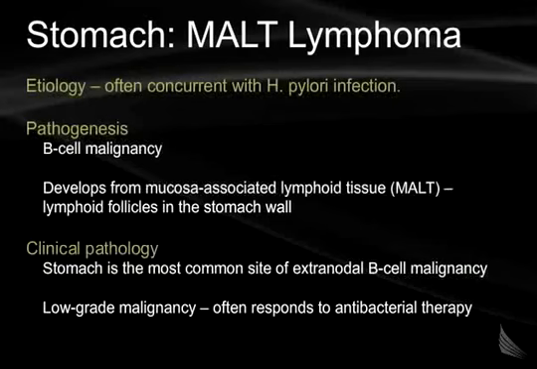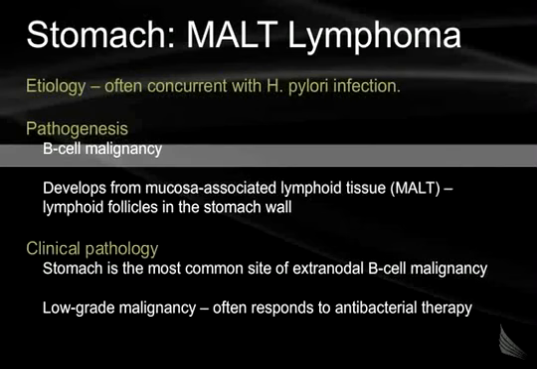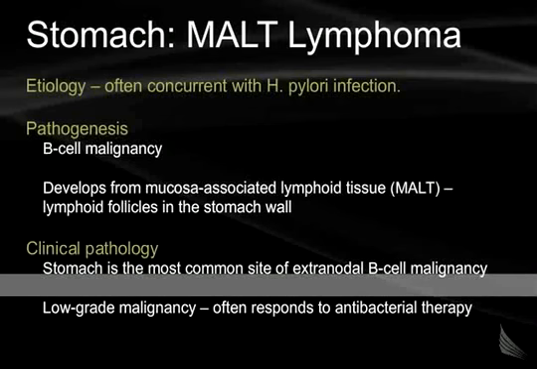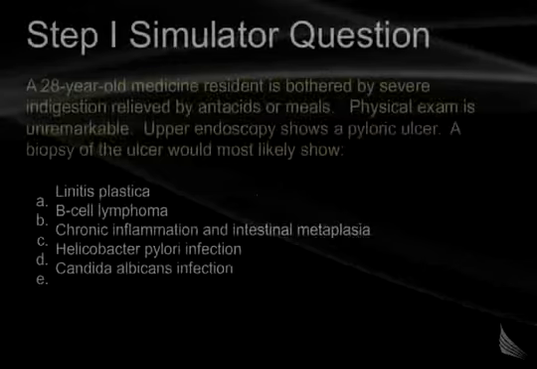Next we'll talk about maltomas. Remember, maltomas often are seen with patients who are infected with H. pylori. This is a B-cell type of lymphoma and develops from mucosa-associated lymphoid tissue. That's how they get the name maltoma. Stomach is the most common site of extranodal B-cell lymphomas. It's a low-grade malignancy and often responds to antibacterial therapy.